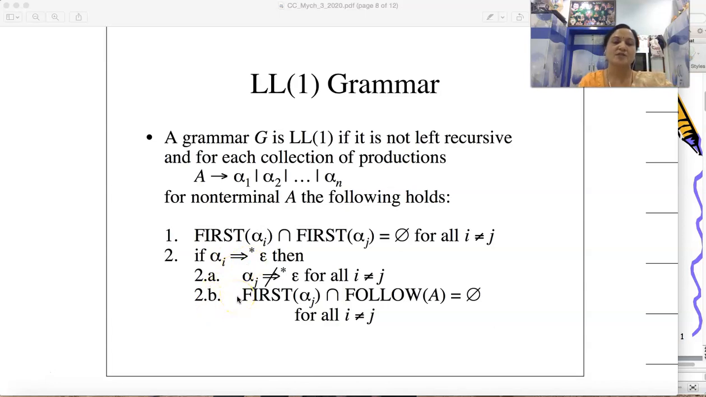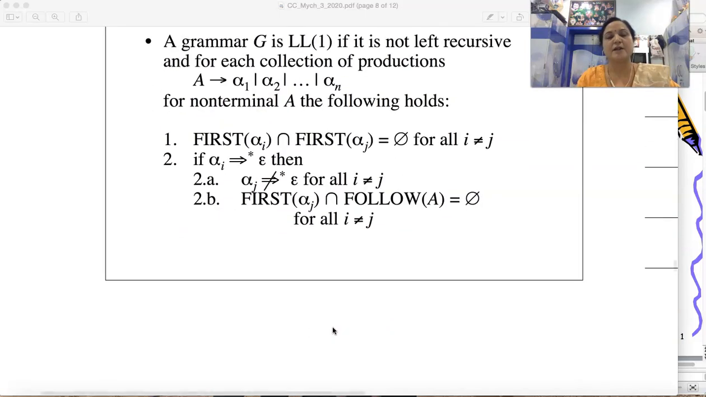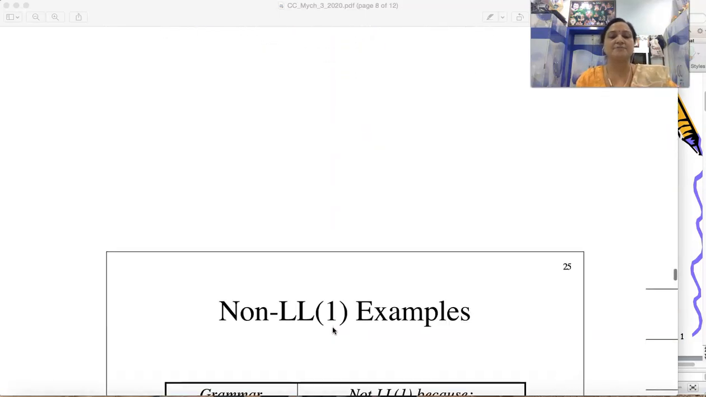And the last rule is that first of alpha j should not be equal to follow of A. Means follow of A and first of alpha j should not be the same, because if they are the same, again they will create problems during LL1 parsing. That we will see with an example, how first and follow values, if they are the same, create the problem. Let us see the examples.